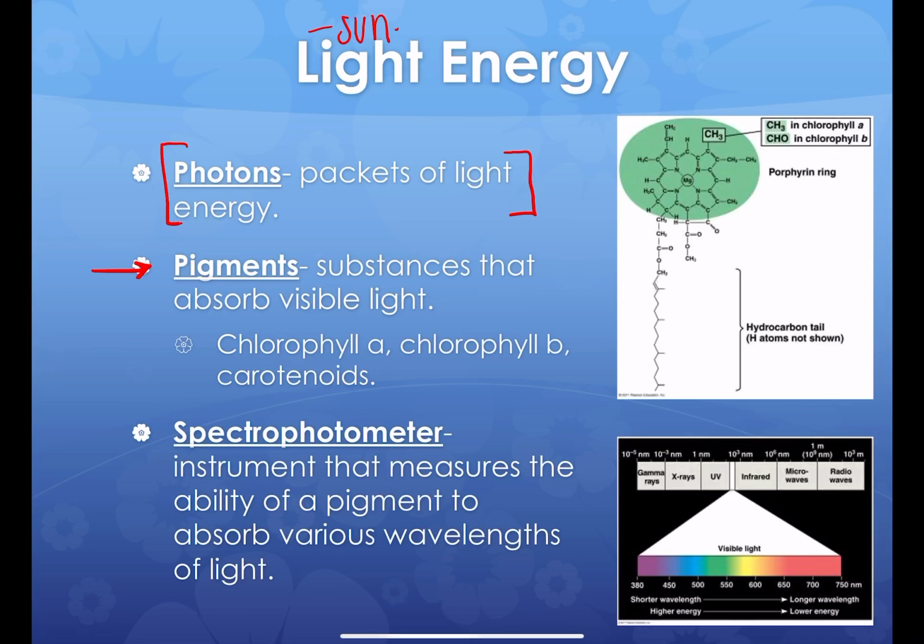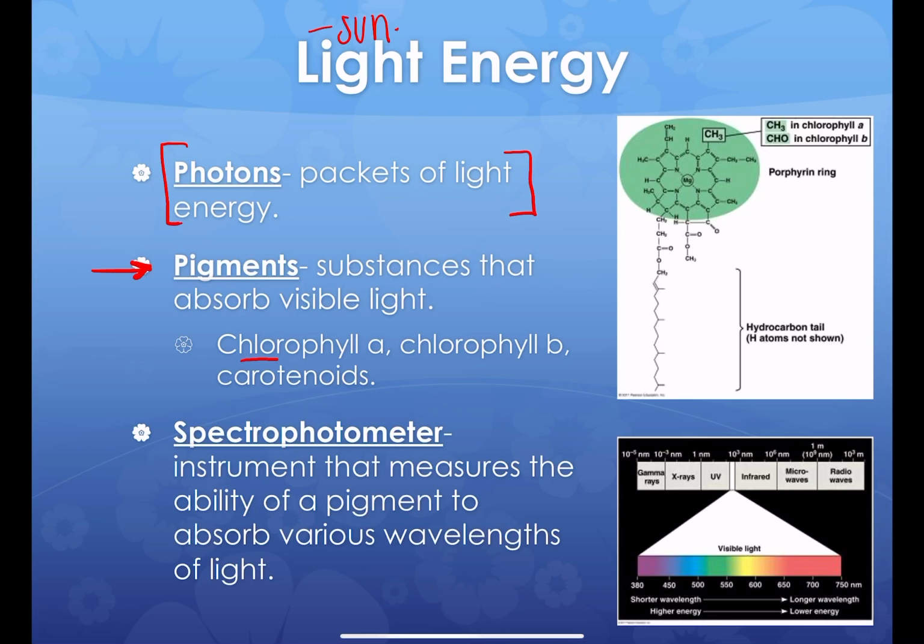I'm not sure if you've heard of this word before. It's kind of like a physicsy word, but photons are packets of light. It's how light energy is quantized, I guess. I don't even know if that's a real word, but that's the quantity of light. It's in a packet called a photon. And so that's what the plant is absorbing with their pigments, such as chlorophyll.